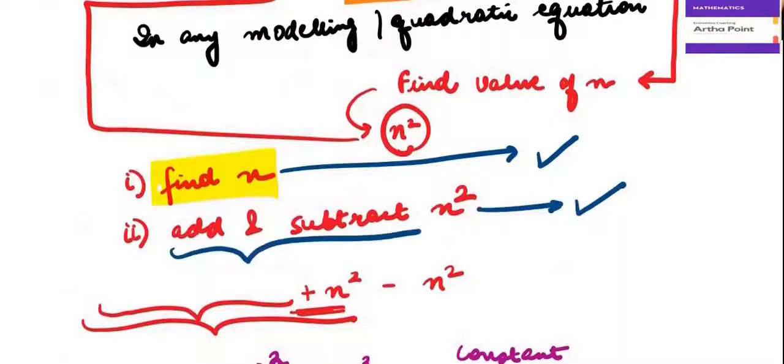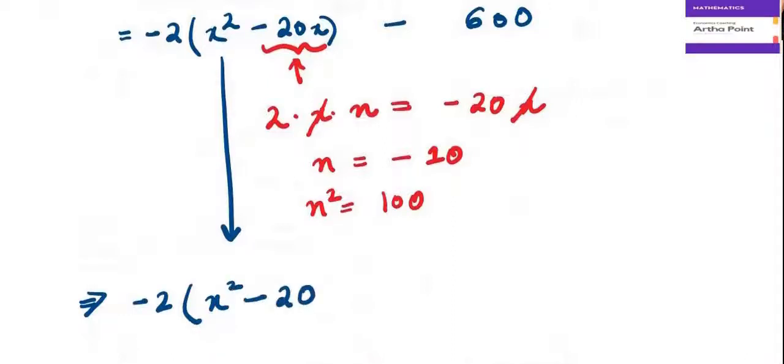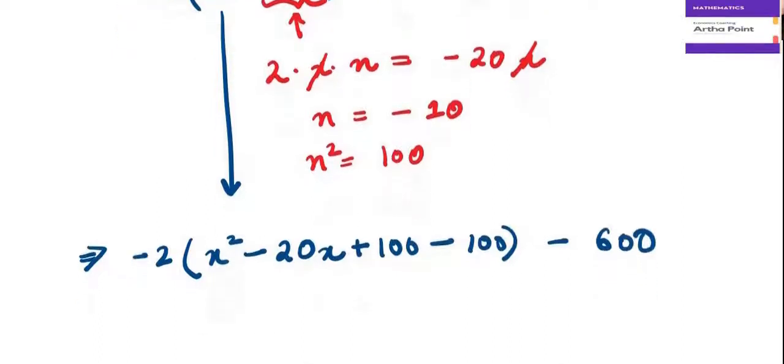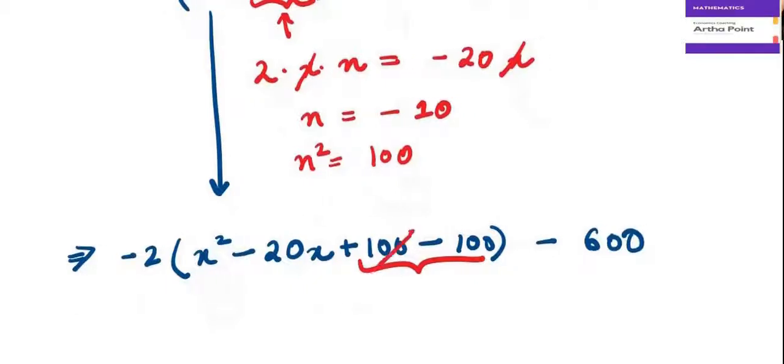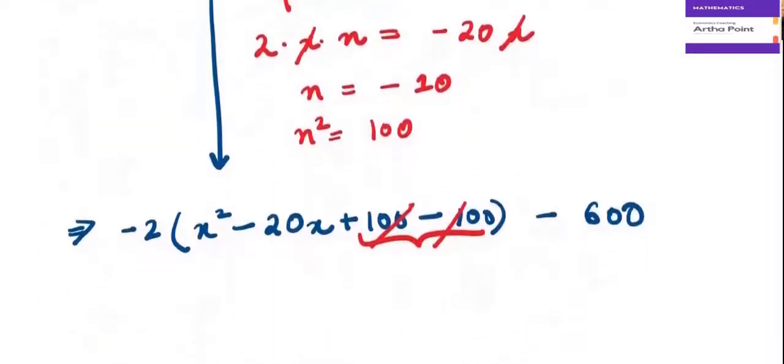Now you will add and subtract n square. So within this bracket, I will say minus 2 times (x square minus 20x plus n square minus n square) minus 600. Now just see this. If I have added and subtracted 100, the equation is unchanged. Nothing has happened to the equation, right? It can still cancel out each other and I will be left with the initial equation. So nothing changes in that sense.